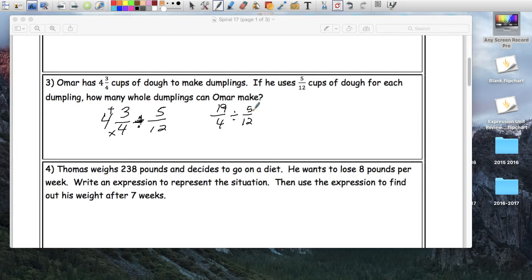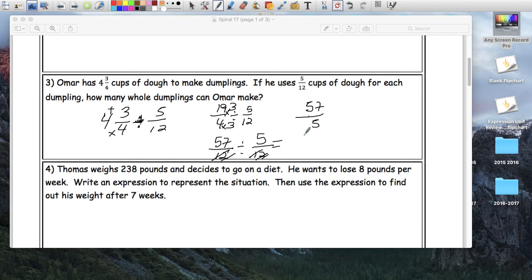Now we can find an LCM. The LCM of 4 and 12 is just 12. This one is easy because it's already a 12, so nothing changes. But the 4 here changed to a 12, so was it times 3 to change to 12? So I'm going to multiply that times 3. And 19 times 3 is 57. Okay, so now that my denominators are the same, it allows me to cross them out. And I can rewrite this as 57 over 5.